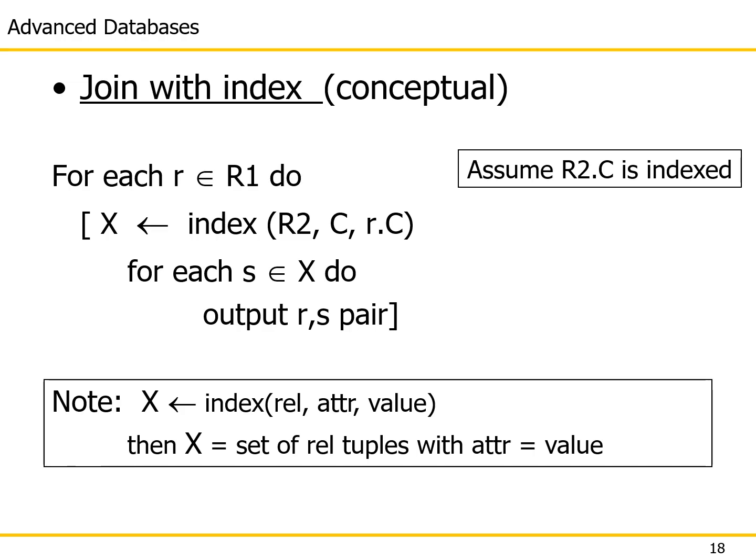And for all the matches that you find in the index, remember the example we had was 220s in R1 and 220s in R2. So let's say you search for 20 in the R2 index and you get back the result that there are 220s. This is what the inner loop says: for each S that belongs to X. So this X will be the set of 220s. I will output R comma S, which is the 20 comma 20 pair, basically a tuple from R1 and a tuple from R2 where C is 20. So here I'm using the index to do the join.